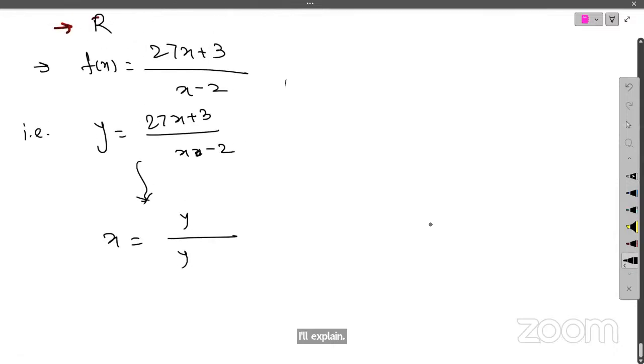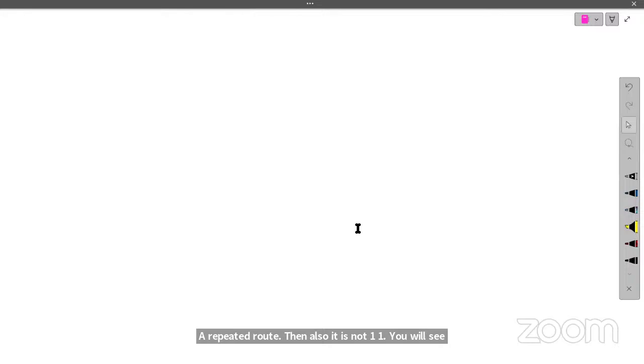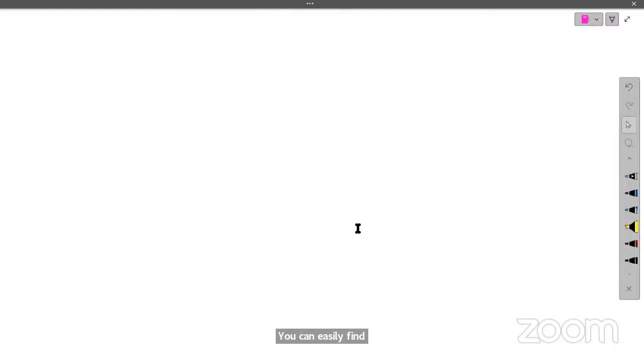Ma'am, can you confirm whether every quadratic equation is not 1-1? I can say that every quadratic equation is not 1-1, because the graph of a quadratic equation is a parabola, and parabolas are not 1-1. Even with repeated roots, it is not 1-1. You will see this result in week 2, where we discuss the parabola in detail. There you can easily check that every parabola is not 1-1, because you can easily find two points where you will get the same output.